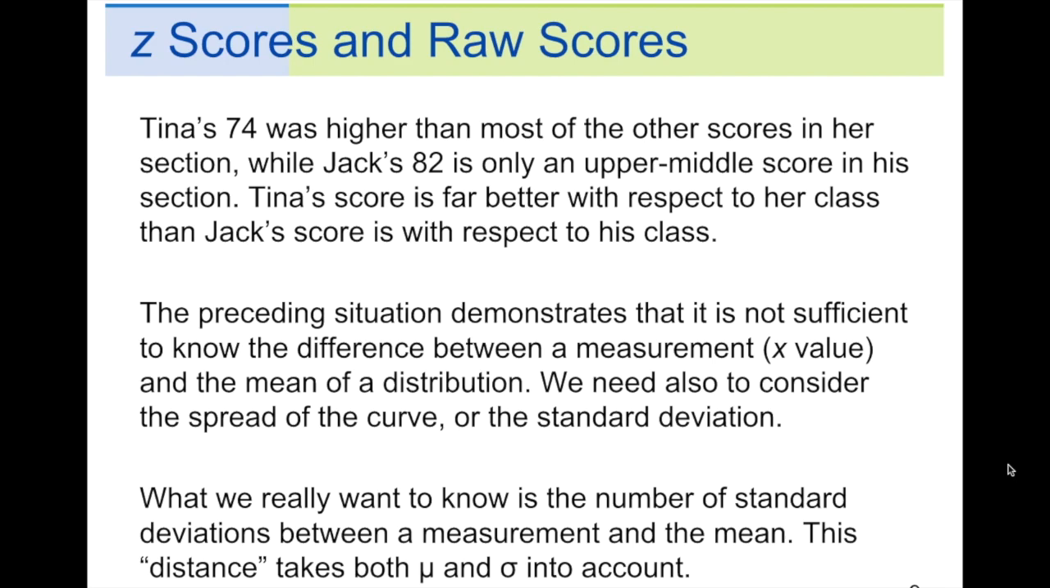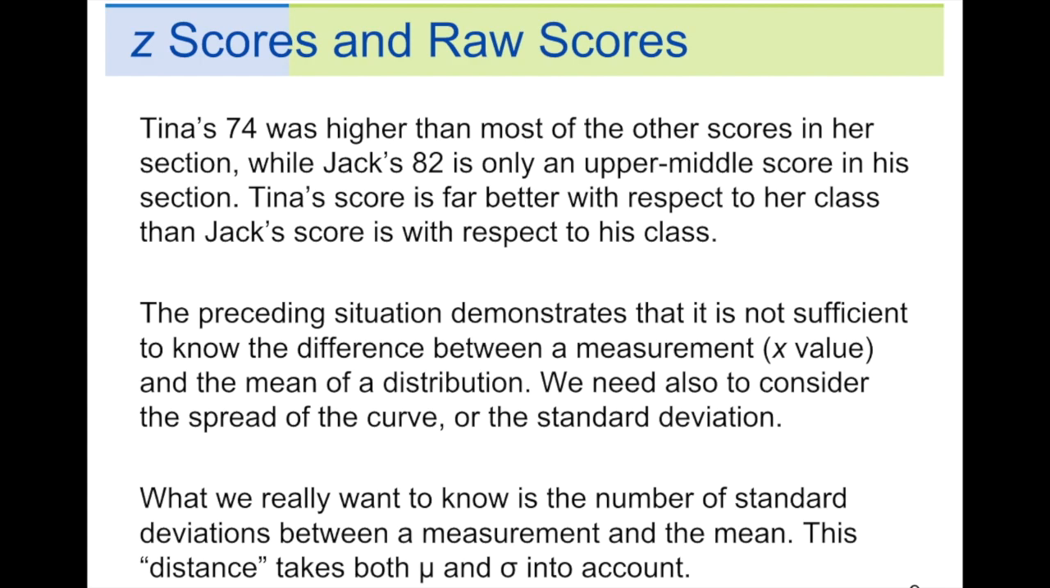Tina's 74 was higher than most of the other scores in her section, while Jack's 82 is only an upper middle score in his section. Tina's score is far better with respect to her class than Jack's score is with respect to his class. The preceding situation demonstrates that it is not sufficient to know the difference between a measurement and the mean of a distribution. We need also to consider the spread of the curve, or the standard deviation.